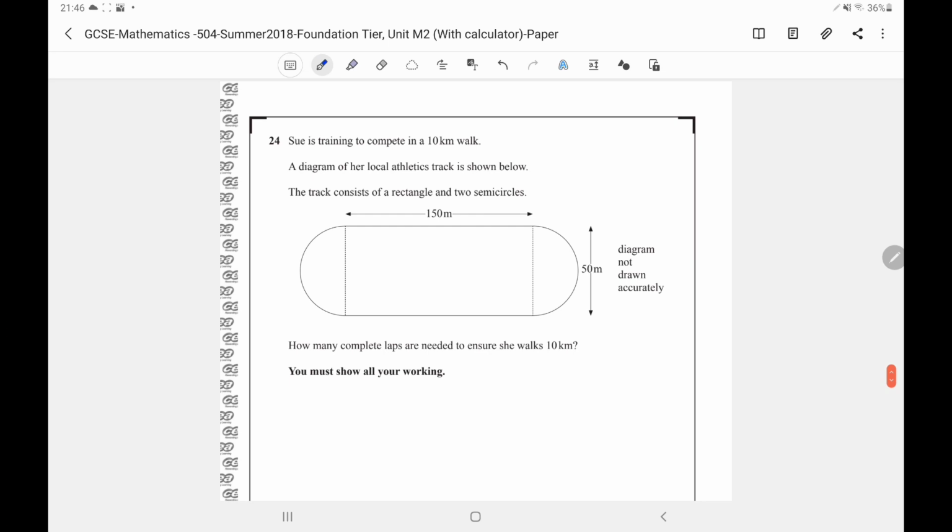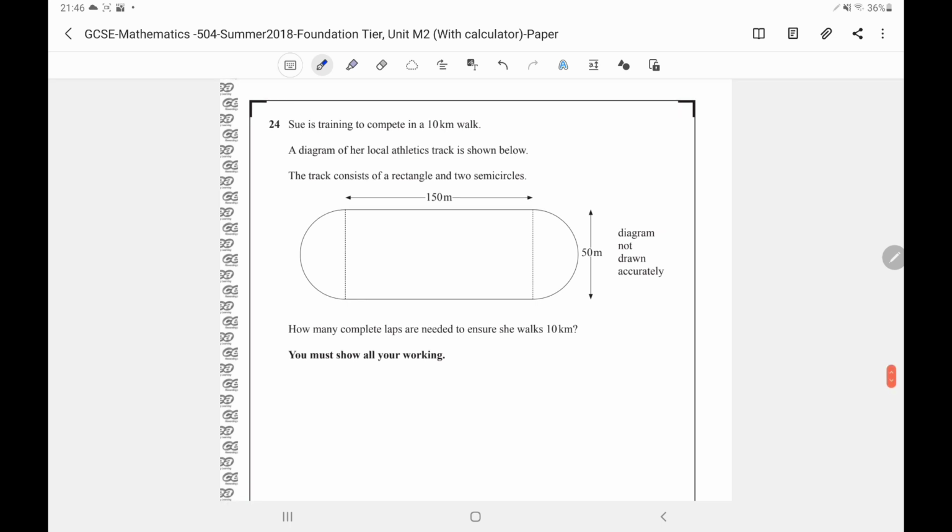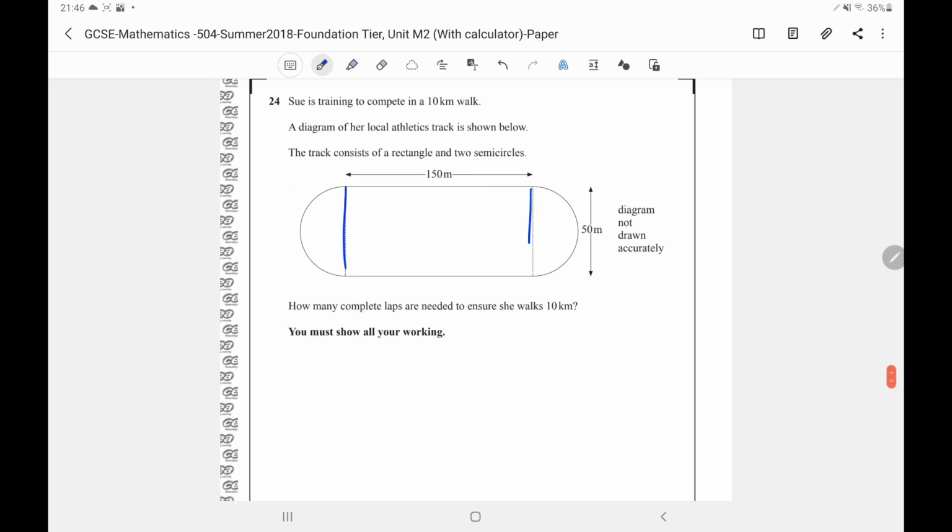Question 24. So there are still a few questions left. Sue is training to compete in a 10k walk. A diagram of our local athletics track is shown below. The track consists of a rectangle. Here's our rectangle. And 2 semicircles. So our 2 semicircles actually could come together to make 1 circle. How many complete laps are needed to ensure she walks 10 kilometers?